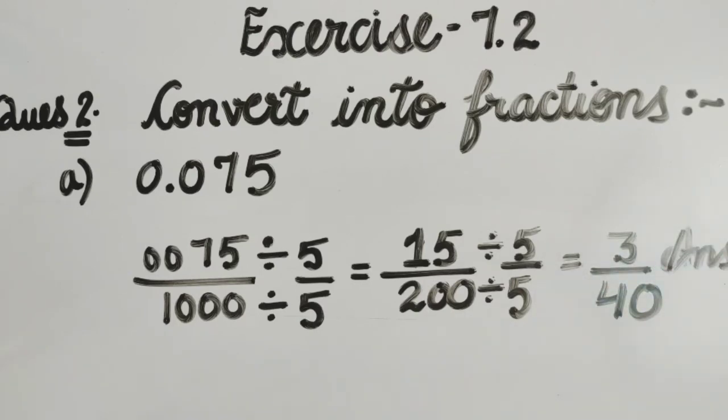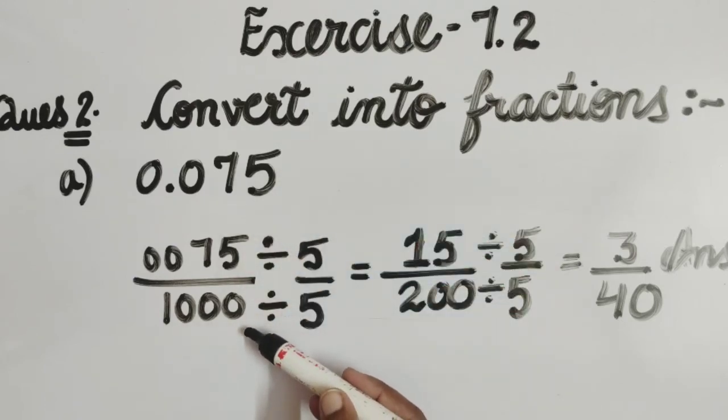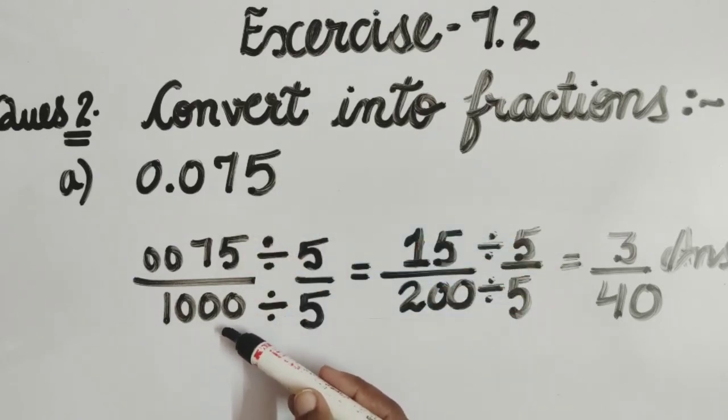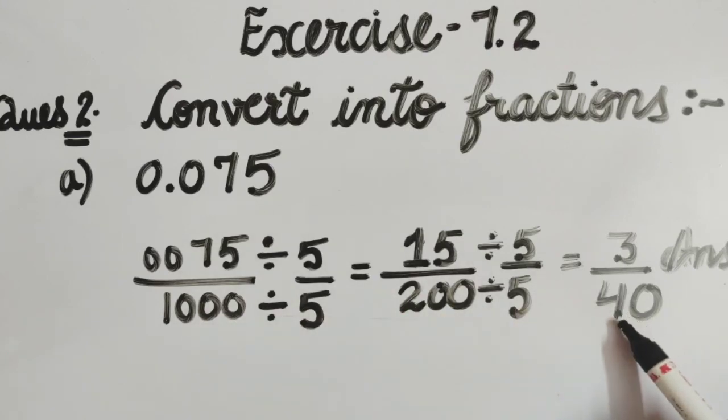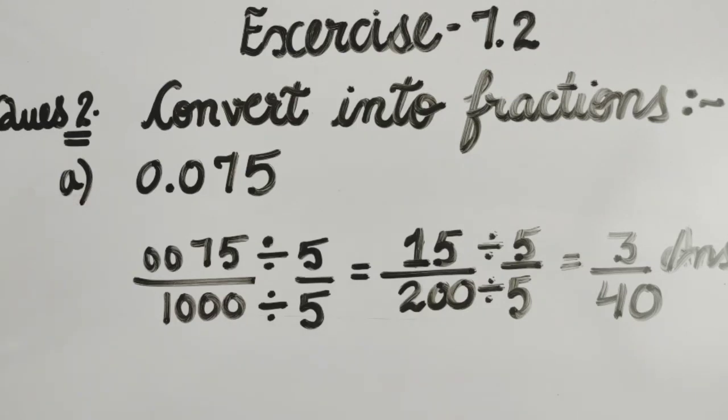It means firstly I have converted this decimal into a fraction, and after that I have converted it into the lowest term. I hope, students, the second question is clear, in which we have to convert a decimal into a fraction, and later on convert it into the lowest term.